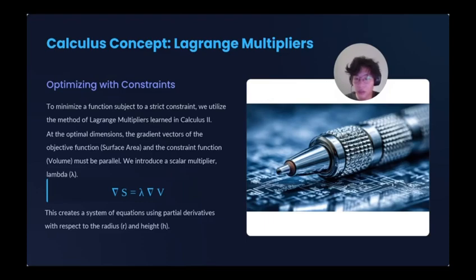At the optimum dimensions, the gradient vector of our objective function, total surface area, and the gradient vector of our constraint function, volume, are parallel to each other. We introduce a scalar multiplier named lambda. Then we take partial derivatives with respect to radius and height, which forms a system of equations for us to solve.